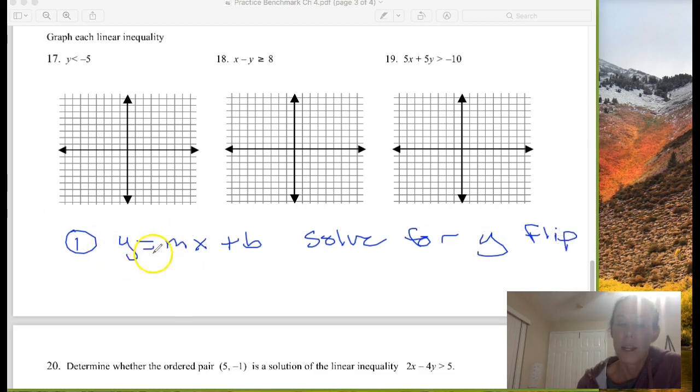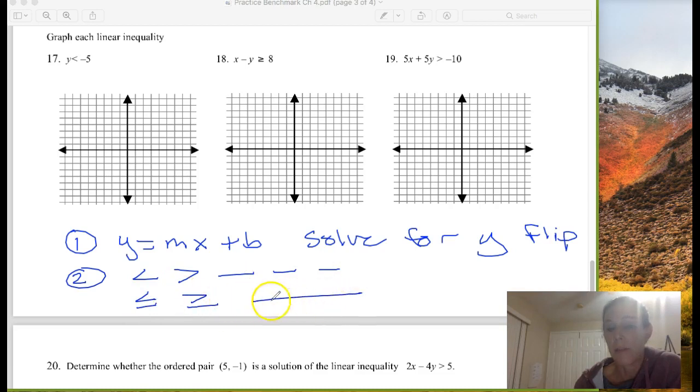Once you solve for y and you're in slope-intercept form, instead of an equal sign, you will have an inequality sign. Go ahead and graph that. Now, the second step: if you have a less than or greater than, you have a dotted line. If you have a less than or equal to or greater than or equal to, you have a solid line. That means you include the line because it has the equal to. If you don't, you have a dotted line. And the third step is, once you're in this form, if y is greater than or equal to, you shade up.